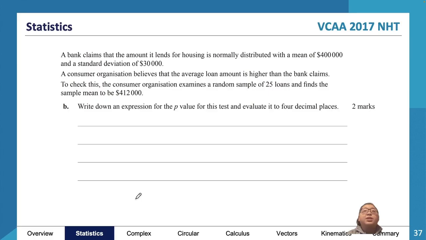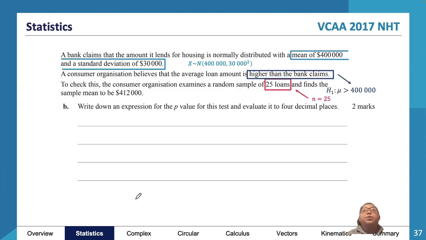The plot thickens: write down an expression for the p-value for this test and evaluate it correct to 4 decimal places. So once again, we can identify all those things that we identified before and now pop these things in. So what we want to do first is put out an expression for our p-value, right? So what that's going to be here is going to be equivalent to p is going to be the probability that x is bigger than 412,000, given that our mean is 400,000, right?